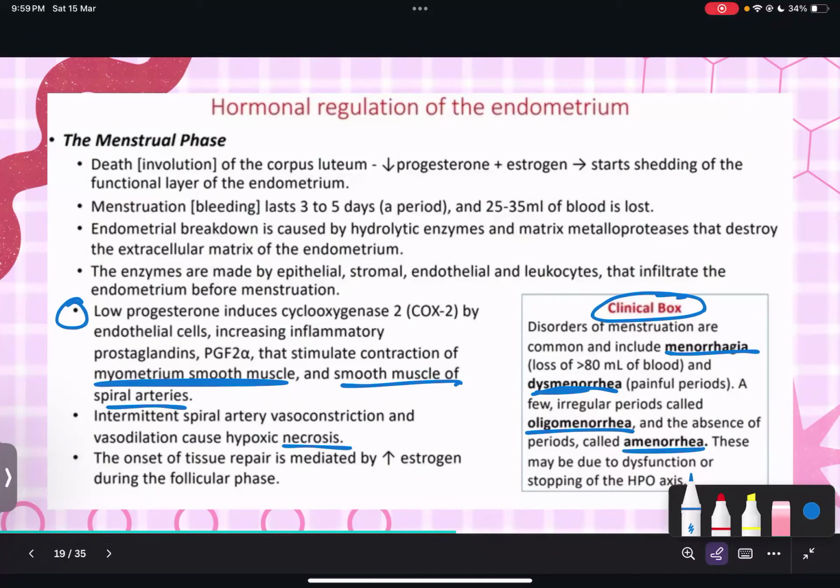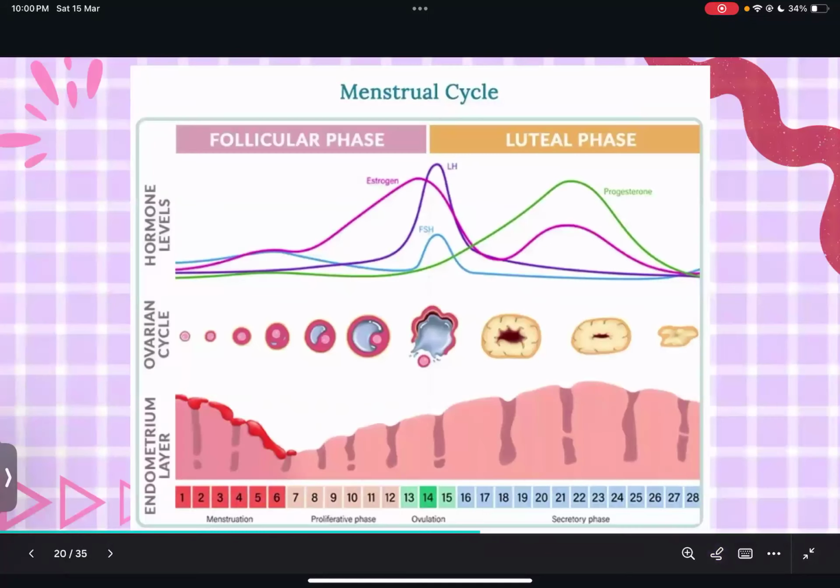Okay, this may be due to dysfunction or stopping of the HPO axis, which is the axis that stimulates the gonadotropin releasing hormone from the hypothalamus to the pituitary and so on. That's what we call the HPO, or the hypothalamus pituitary axis. Okay. For these terms, honestly just know their meaning, because in case they mention it in the exam, you'd want to know what they mean. But yeah, inshallah they're easy.